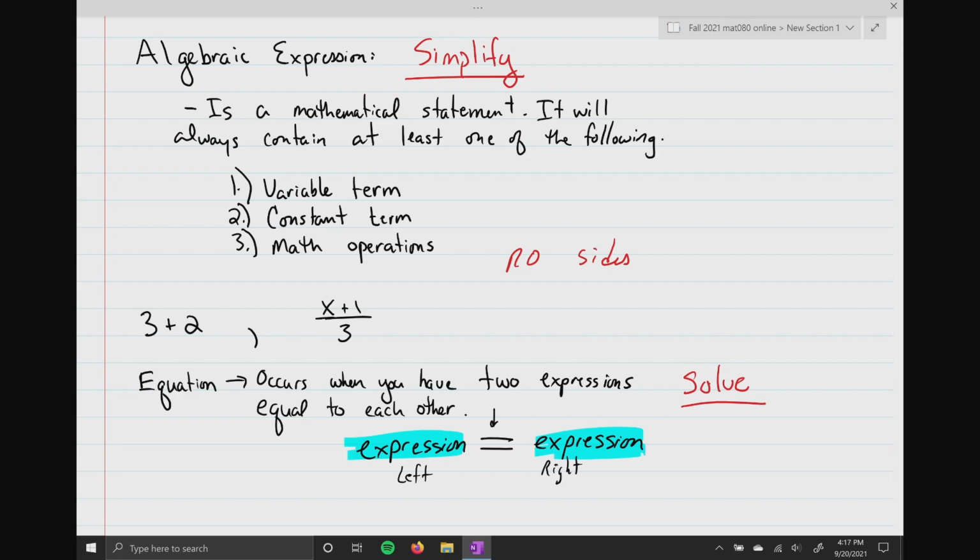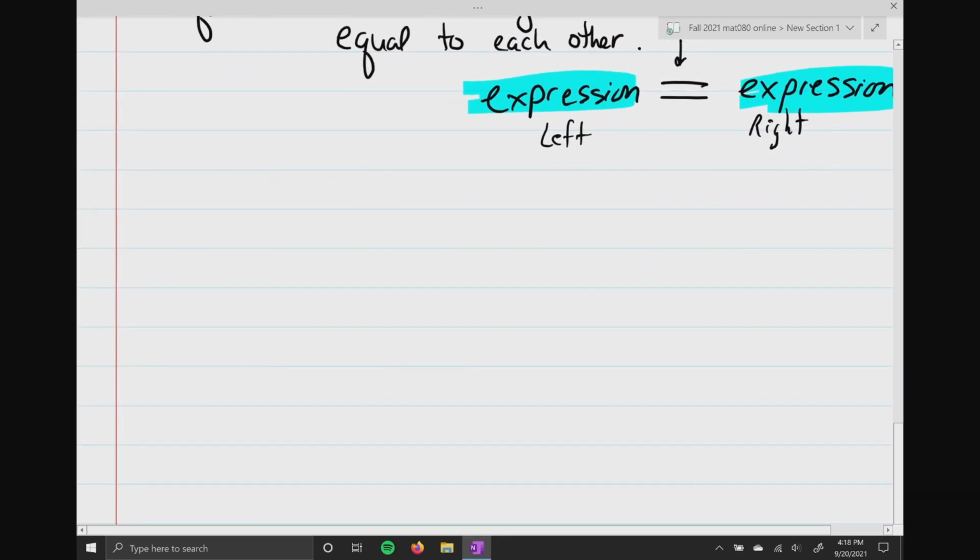Expressions: no sides, variable term, constant term, math operation. An equation is when you have two expressions with an equal sign in between them. Okay? The next thing I'm going to talk about are going to be exponents.